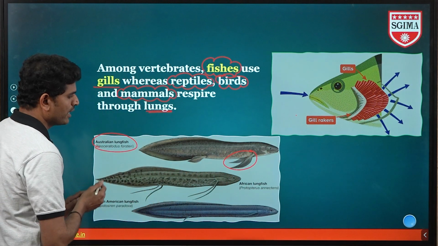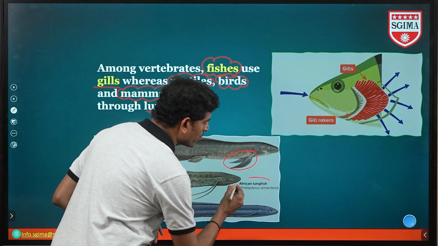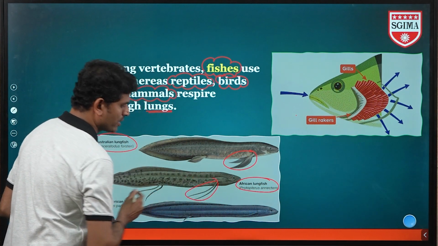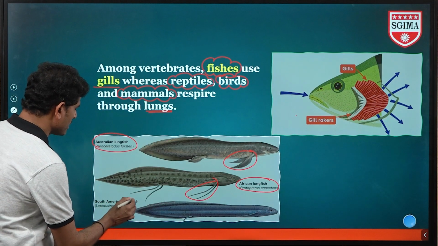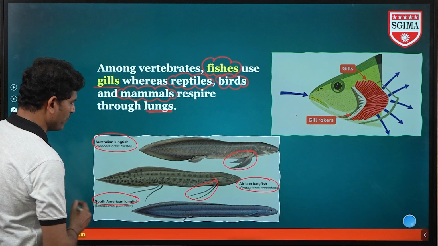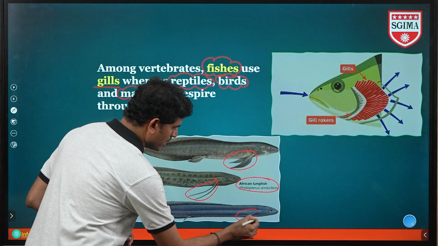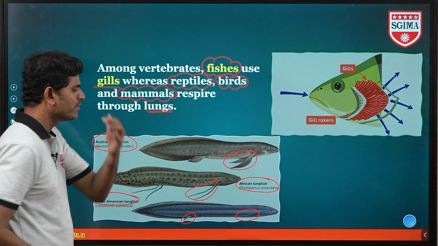Okay, next fish is the African lungfish. Here there are filamentous structures. These are the lungs. And the third one is the South American lungfish, not Africa, South American lungfish. These are the lungs. Filamentous lungs will be present.